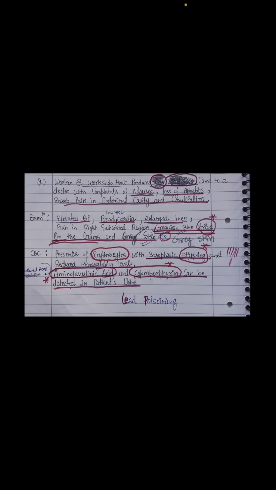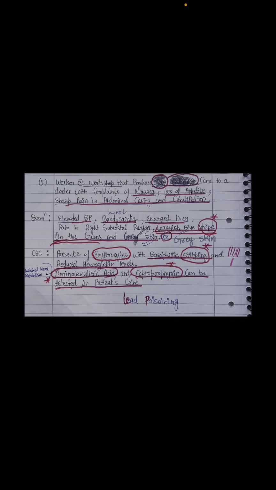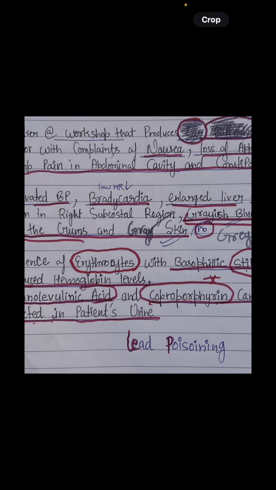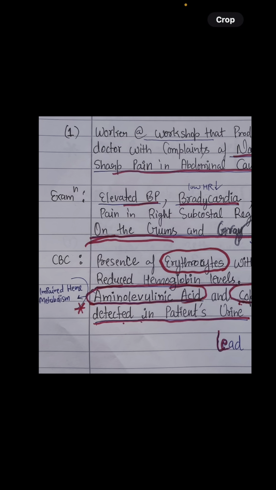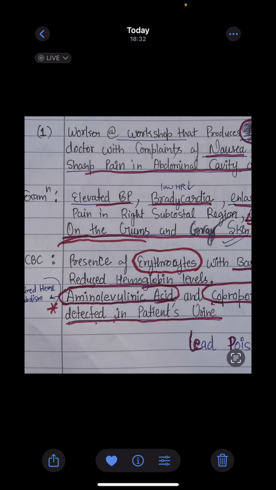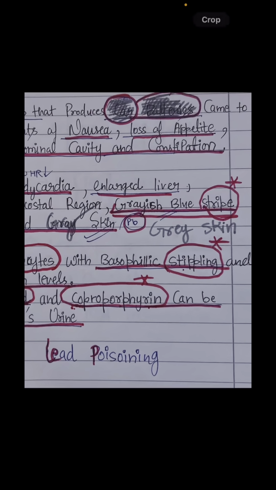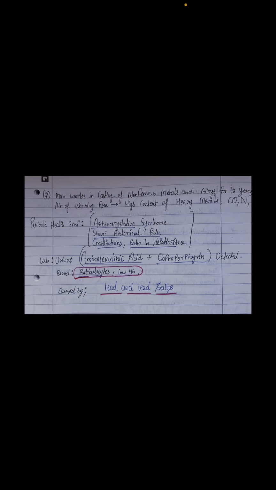So let's get back to the question. Now you know that a grayish blue stripe on the gums will be caused by lead poisoning. Also, there will be erythrocytosis and basophilic stippling, the same thing. And they give the aminolevulinic acid in the question, but the main thing to remember is this grayish blue stripe. We are going to solve a lot of questions through this point itself. Let's go to the next question.